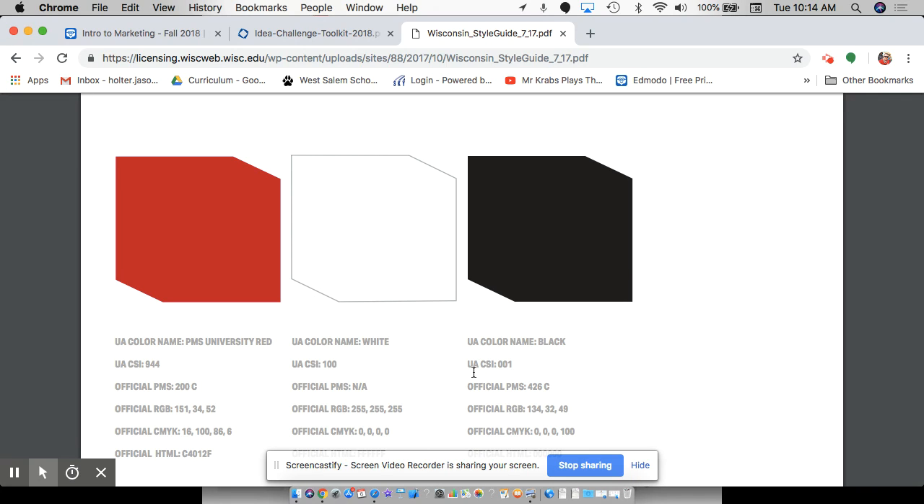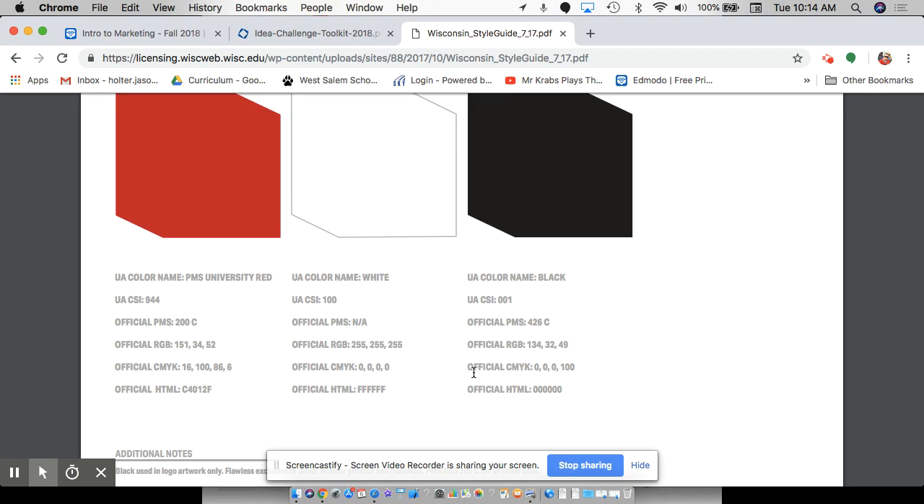So they have to follow these specific guidelines as far as the color. Now you'll notice that the color actually gets so specific, C4012F. You need to have the exact shade of whatever that color is. That's part of Wisconsin's branding guidelines. So you don't have like a red that kind of looks a little bit weird.